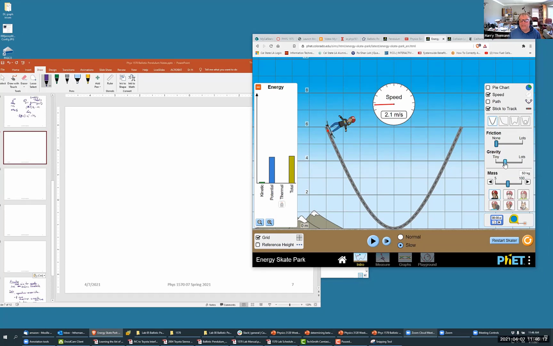So this is one that's interesting. I did a calculation a minute ago. I'm pretty sure the gravity is the gravity of the Earth, so don't touch the gravity slider. I set her weight to 50 kilograms just to make calculations easier.